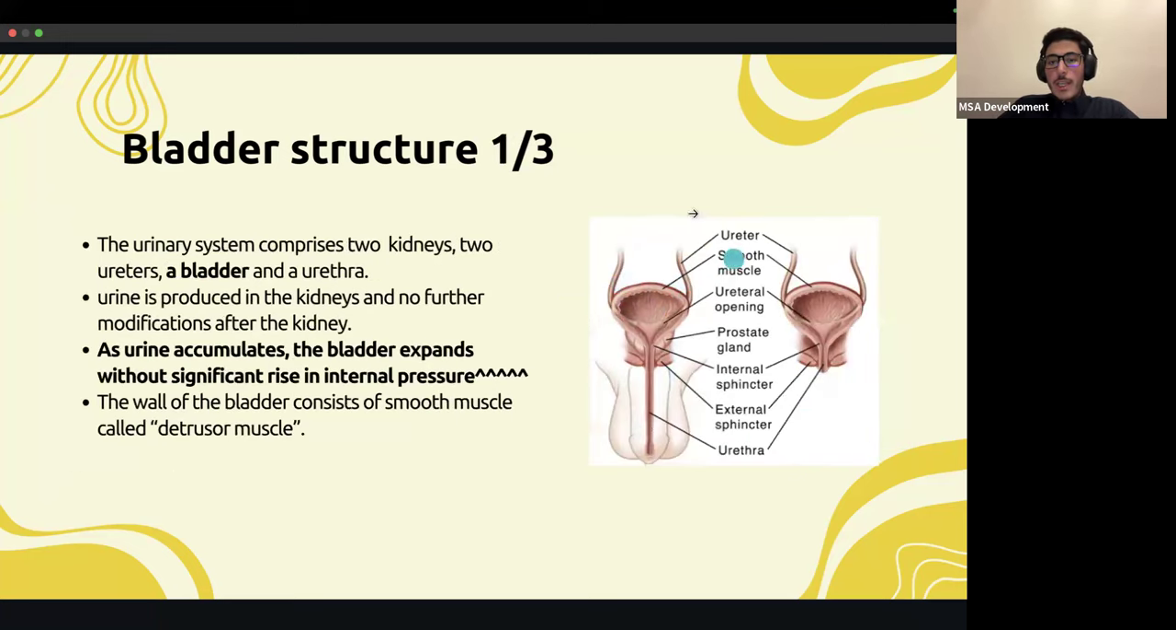In this image, this is a bladder of a male. You have the bladder here. Below it, there's a structure that looks like a nut, smaller than the bladder. This is the prostate. It's like the bladder is sitting on the prostate.